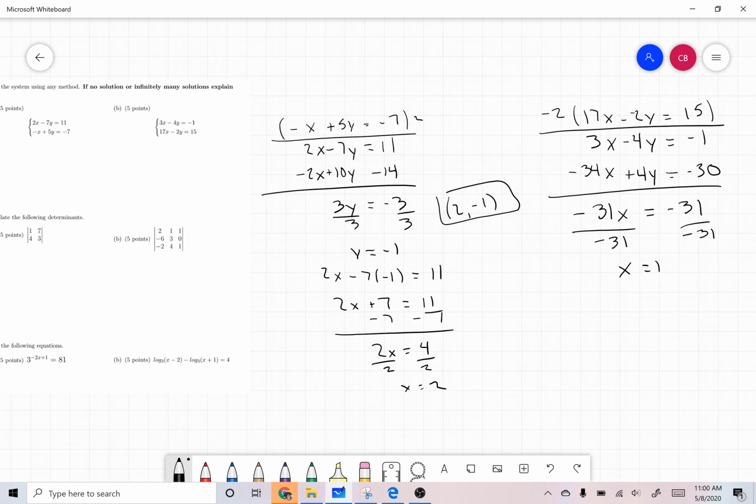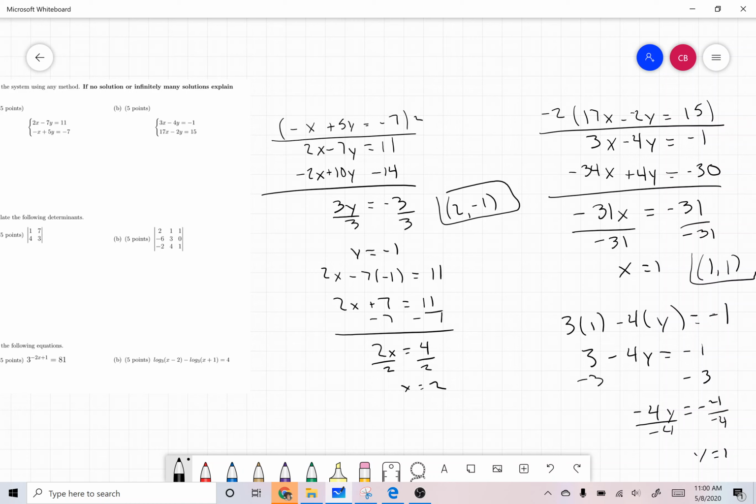x is equal to 1. We plug that in, 3x, 3 times 1 minus 4 times y is negative 1. So 3 minus 4y is equal to negative 1. And we minus 3, negative 4y is equal to negative 4. y is equal to 1. So we get 1, 1.